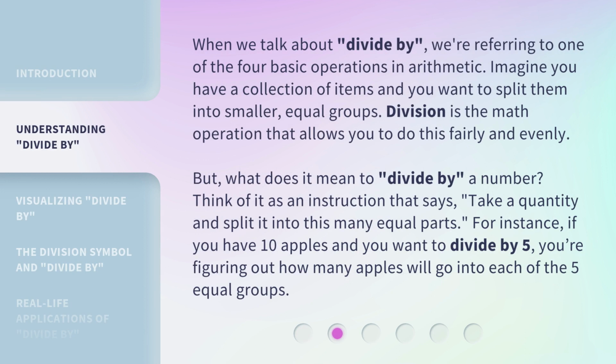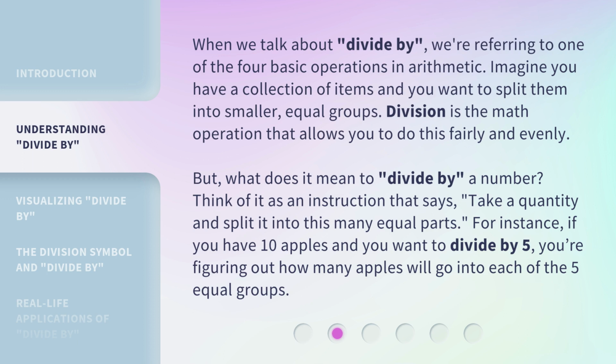When we talk about divide by, we're referring to one of the four basic operations in arithmetic. Imagine you have a collection of items and you want to split them into smaller, equal groups. Division is the math operation that allows you to do this fairly and evenly. But what does it mean to divide by a number?